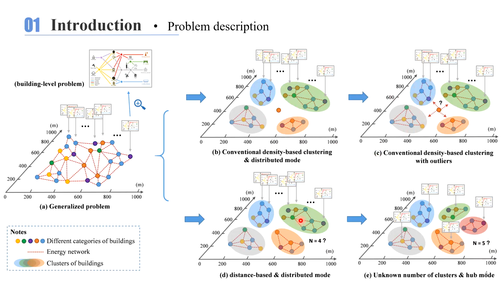In contrast, the distance-based clustering will not generate outliers. However, the distance-based clustering needs to predefine the number of clusters, which is generally unknown. Moreover, a common challenge exists for both clustering techniques, that is the selection of the optimal design mode between the energy hub mode and the distributed mode.